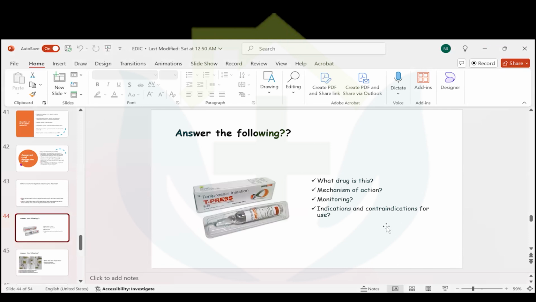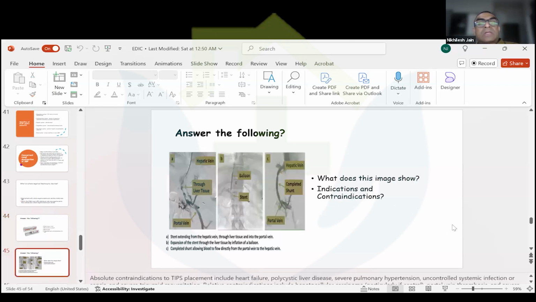Good, sir. Yes, sir. So, all of you, what drug is this? All of you know this, right? So, this is terlipressin. The common questions that may be asked on this are, what is the mechanism of action? What do you monitor? Do you remember? I mentioned something about terlipressin, about what you would monitor routinely for these patients. Sodium levels, correct. And then you look at indications and contraindications for use. Actually, this is a sort of synopsis of what you have covered already in the slides, right? What about this image?